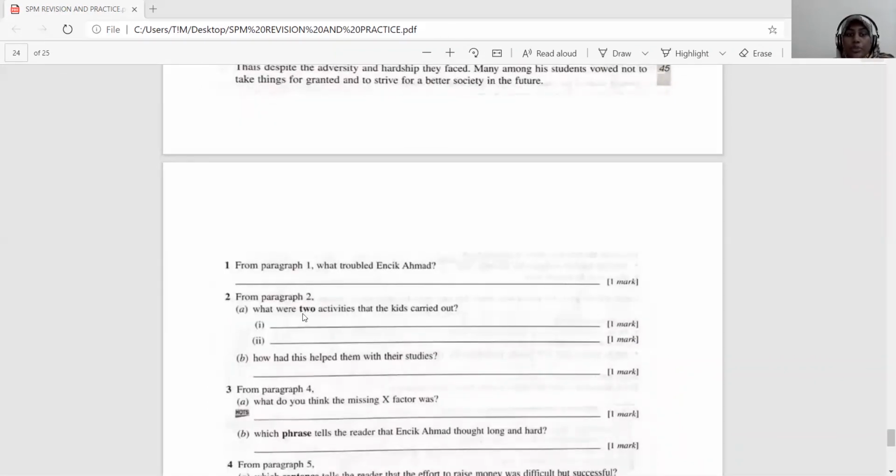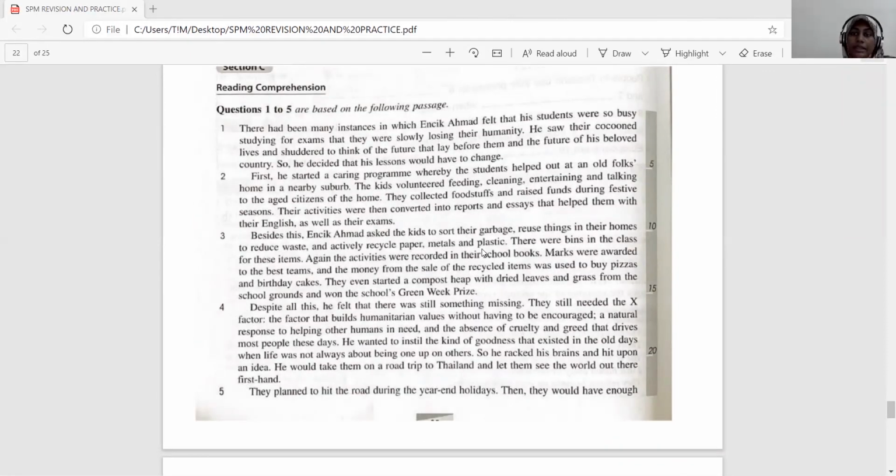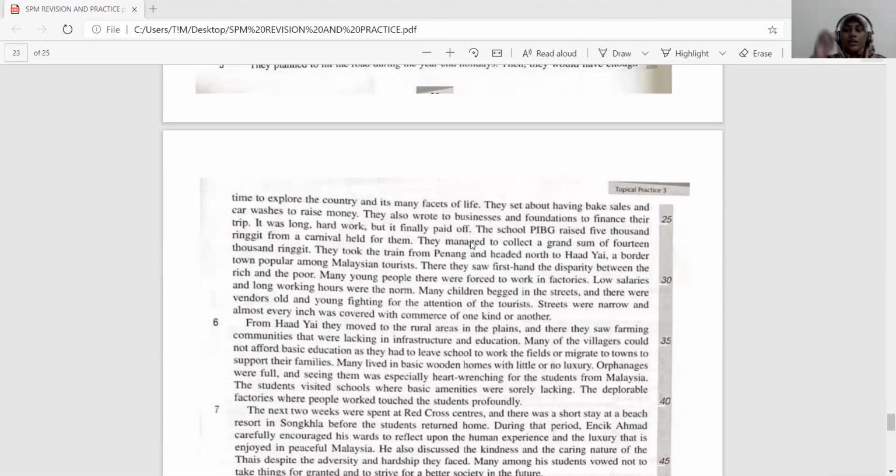Paragraph 2. What were two activities that the kids carried out? Yes, they clean, they entertain, right? You can also tell that they collected foodstuff and raised funds. That is one. The kids volunteered feeding, cleaning, entertaining, and talking is one. All right. Plus, you have to bear in mind it's divided into two, meaning the kids volunteering, feeding, cleaning, entertaining, and talking is one activity. They collected foodstuff and raised funds is another activity. Okay, you cannot say feeding one, cleaning one, and all that.